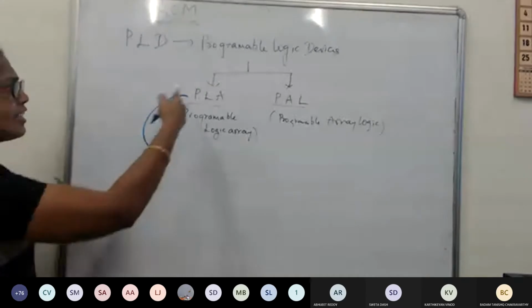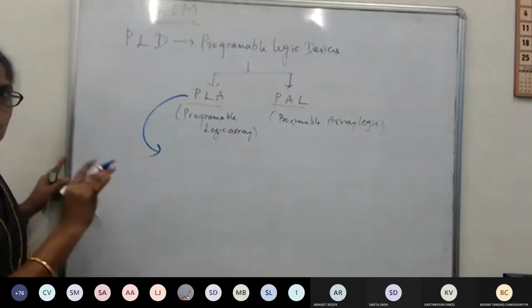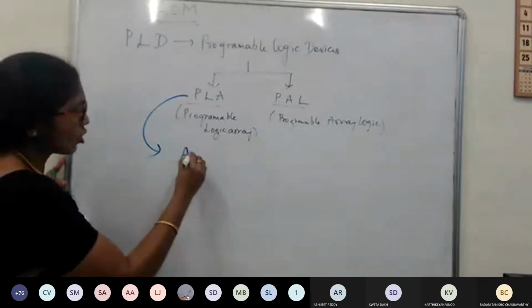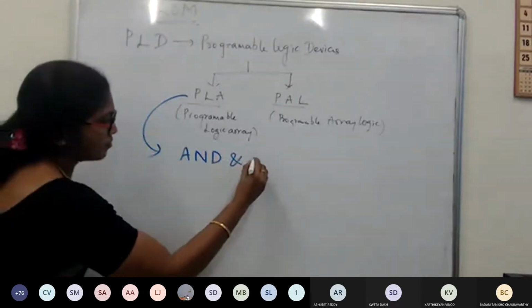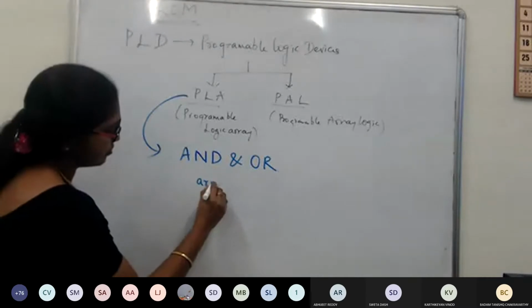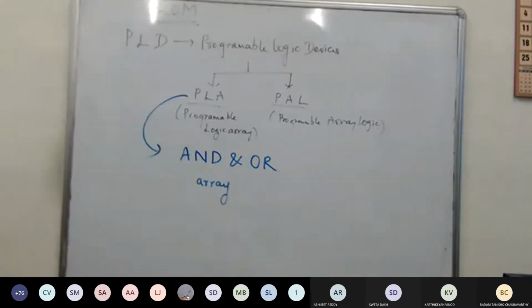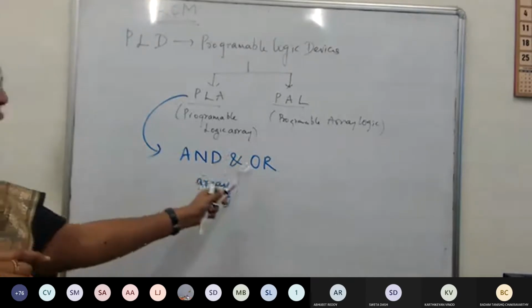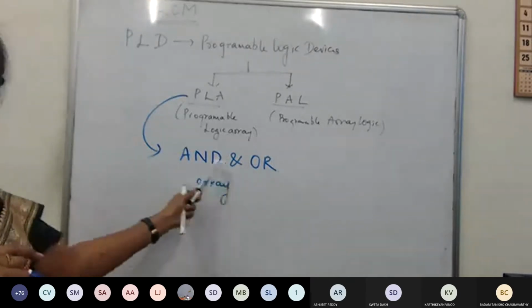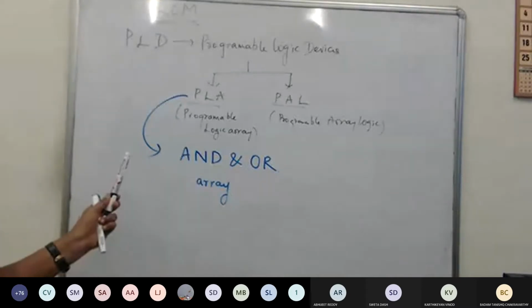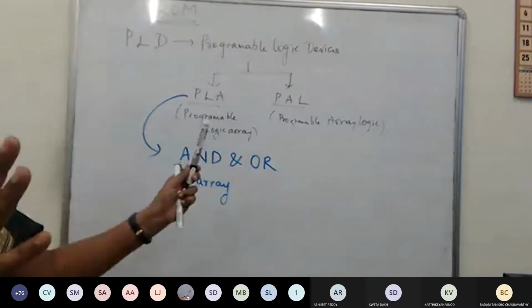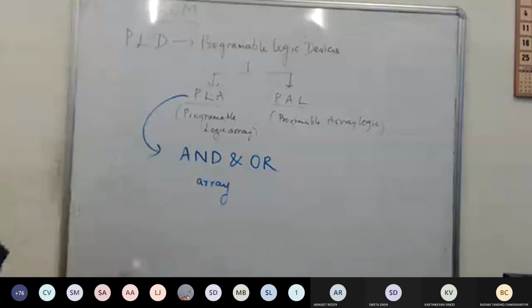In simple words, it is also like a ROM, but there is a missing decoder in it. That means we have a set of AND gates and OR gates. Why do I use the word array? There are so many AND gates and so many OR gates available to us, so do whatever you can do with them. That is the meaning of programmable logic array.